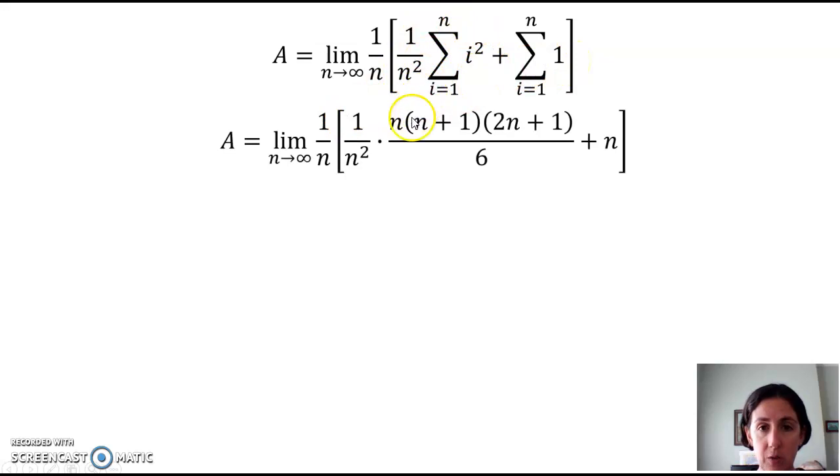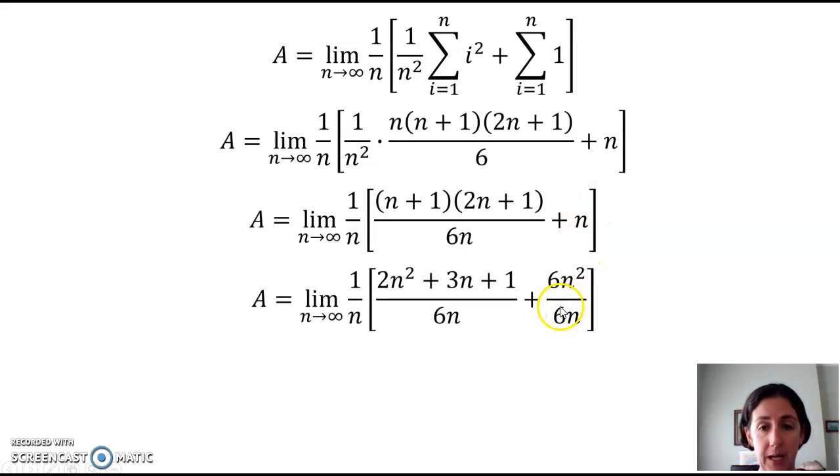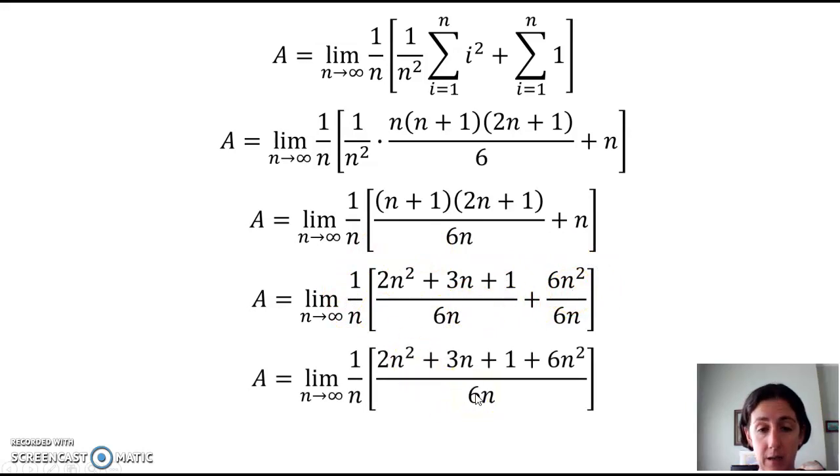So this summation right here is n times n plus 1 times 2n plus 1 all over 6, and this summation right here is n. And don't forget I have that 1 over n squared there. So now, again, this n and one of those n's is going to cancel, and so I have n plus 1 times 2n plus 1 all over 6n, plus n. Like I did before, I'll find that common denominator. Once the denominators are the same, I can add their numerators over that denominator, and then combine my like terms, which is just 2n squared and 6n squared.